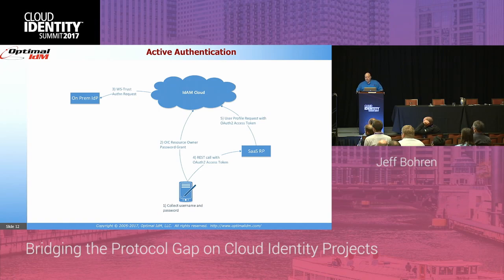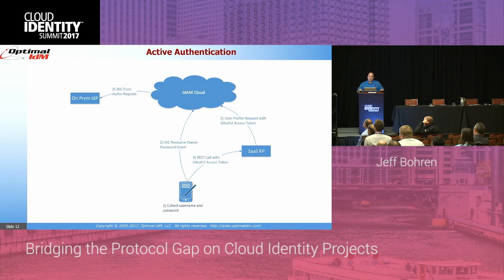In this case, we have a device. The device has an application that needs to get user information from our cloud identity service. The first step is going to use the user password resource grant flow to send the user ID and the password to the cloud identity service. Assuming the cloud identity service knows where to authenticate the user, back to home realm discovery. That can be turned into a WS-Trust call to go to on-premise. Again, it comes back with an assertion.